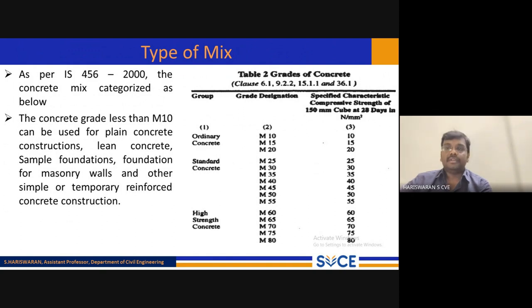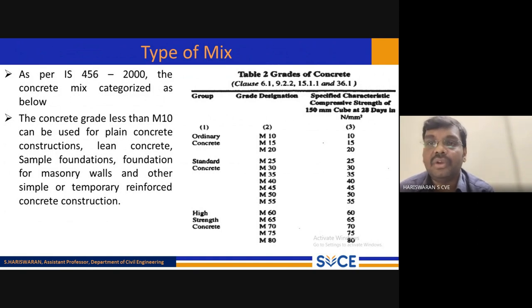As per IS 456, I just took a snapshot of that and added it here. There are N number of concrete grades recommended. As per IS 456, they recommended concrete in three ways: ordinary concrete, standard concrete, and high strength concrete. It is categorized based on a symbolic representation: M10, M15, M20.